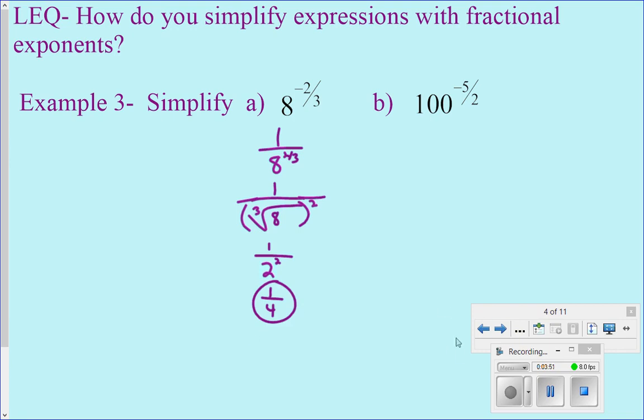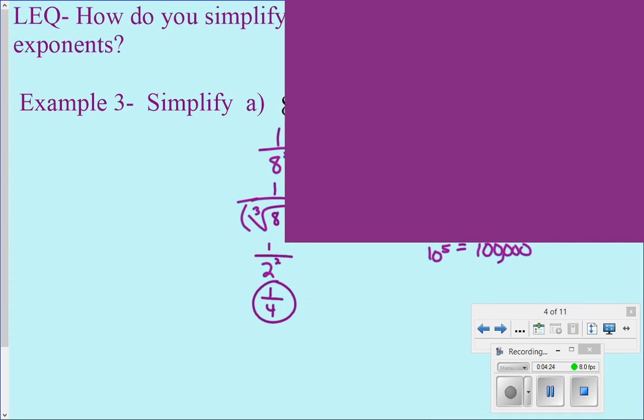So you might want to pause the video and try this next one on your own first to see if you understand how to do it, and then play to check your answer. So same idea, 1 over 100 to the 5/2, which is 1 over the square root of 100, and that's to the 5th power. And the square root of 100 is 10. And 10 to the 5th, hopefully you know the trick with exponents of 10. I just put a 1 and then 5 zeros because the exponent is a 5. So 1/100,000th is the answer for this one.